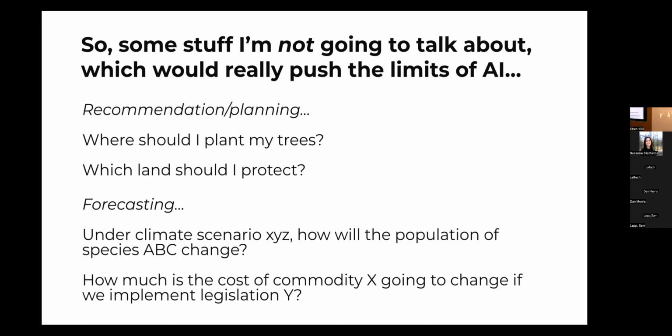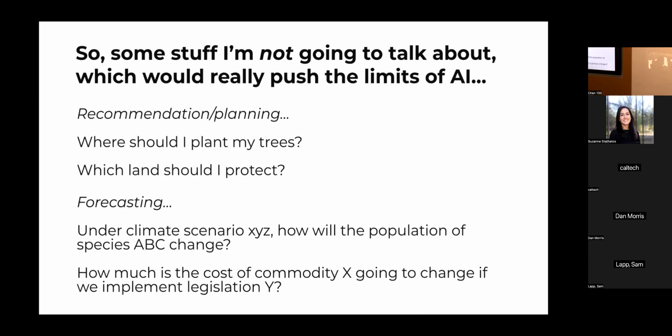So what am I not meaning when I talk about AI for conservation? I'm not talking about recommender and planning systems, like AI to help you decide where you should plant your trees or which land you should protect. And I'm also not talking about AI for forecasting systems, like under a particular climate change scenario, how will the population of some species change? Another way of saying this is that I'm talking about AI tools where we know what the right answer is. It's very hard in these other kinds of problems to know clearly what the right answer is.